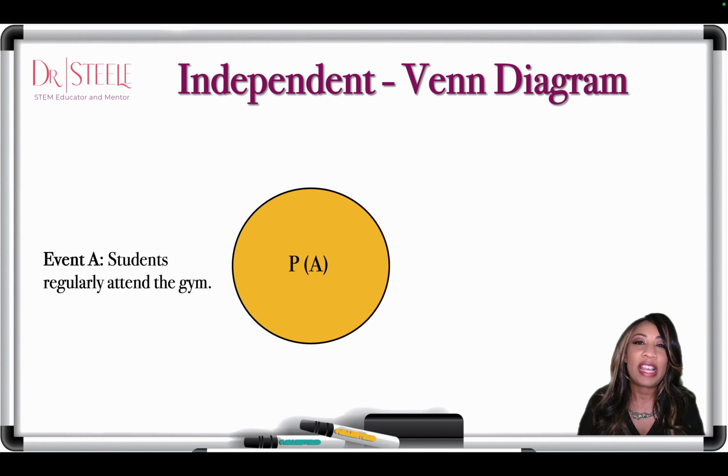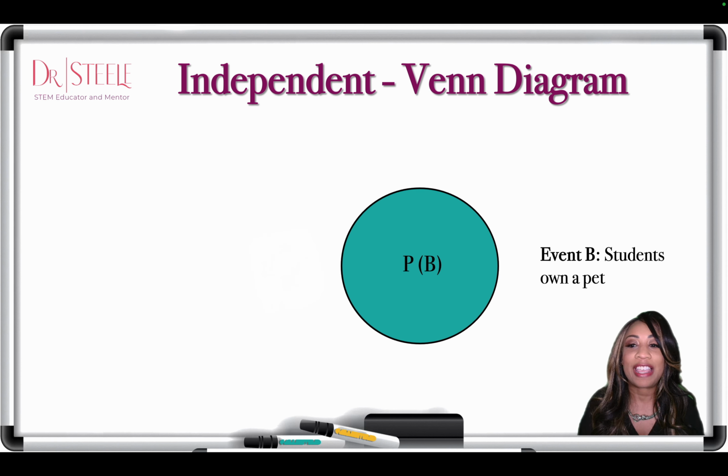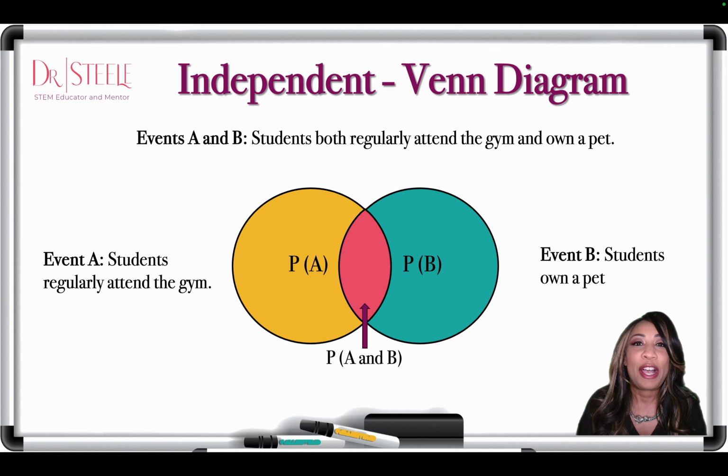All right, so let's look at an example with a Venn diagram. Event A is students regularly attend the gym, and we're going to represent it with this yellow circle. Event B is students own a pet, and we're going to represent it with that pretty teal color. Now, events A and B are students who both regularly attend the gym and own a pet. And that is this pink section, which represents the intersection of the two events. This is also called the probability of A and B.